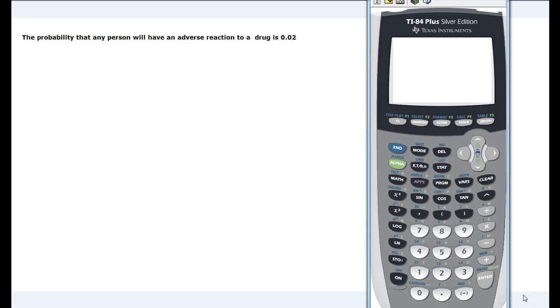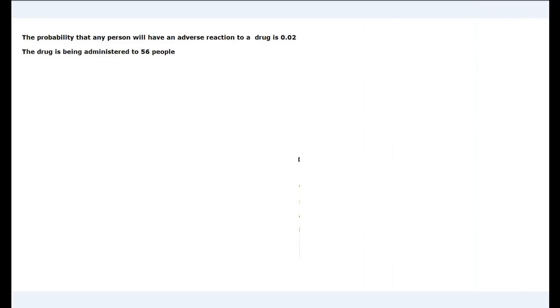Now we are going to use our graphing calculator to obtain some binomial probabilities. Say we have a case in which the probability that any person will have an adverse reaction to a certain drug is 0.02. If we administer this drug to 56 people and want to apply the binomial distribution, then we are assuming that the drug reacts on each person independently.